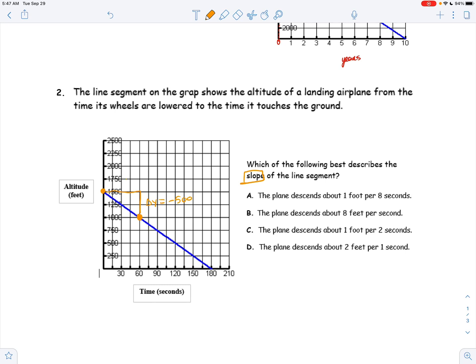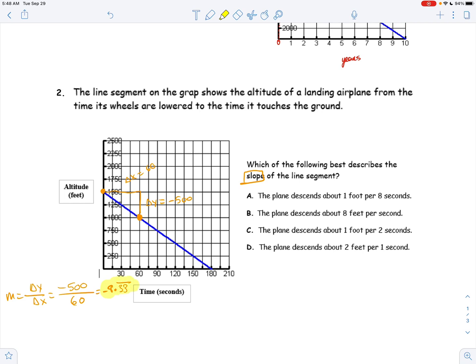Our change in x appears to be 60 seconds. So that's negative 500 divided by 60. Right? Because remember, we're finding the slope. All right. And let's see what we come up with. Negative 8.33 repeating. So we're going to leave it just like this. And that's our slope. So we're going to kind of round here to just say negative 8.